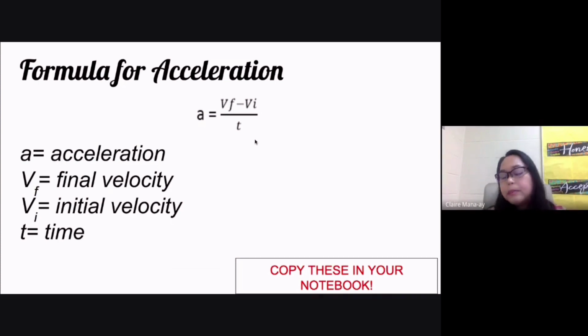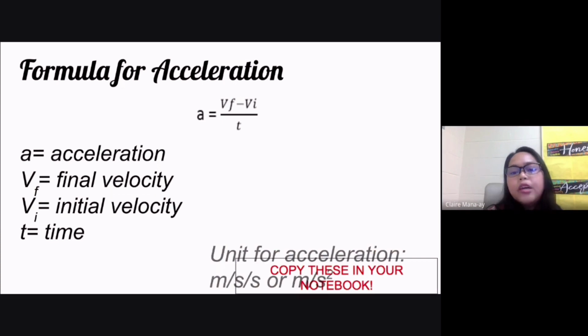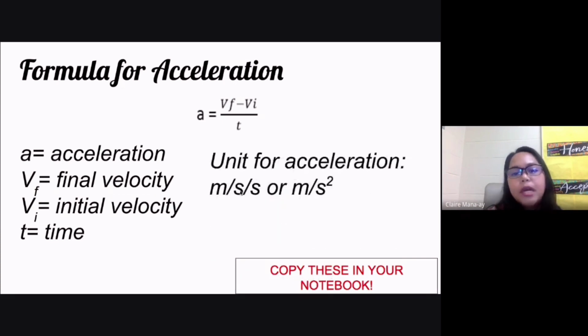solve the problems later. Now, the unit for acceleration that we have would be meter per second, because remember the unit for velocity would be meter per second. And since you have time here, which also is using the unit of s or second, your unit for acceleration would be meter per second per second, or you can simply just use meter per second squared.